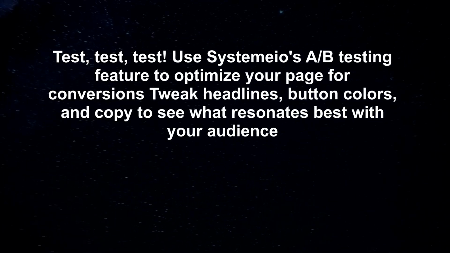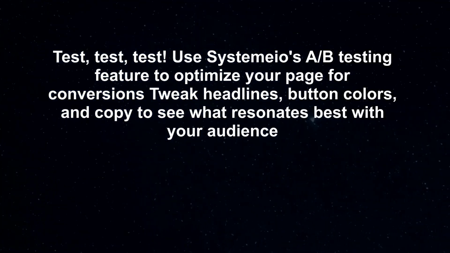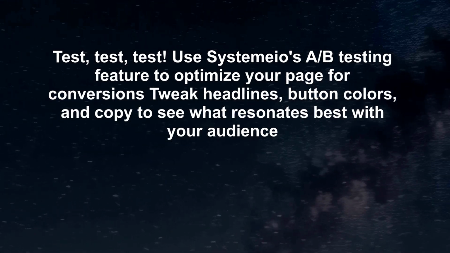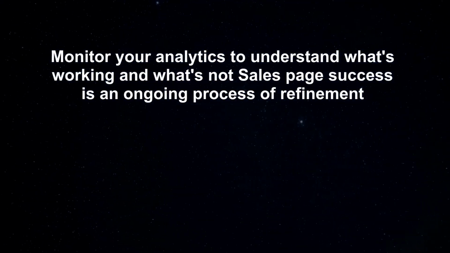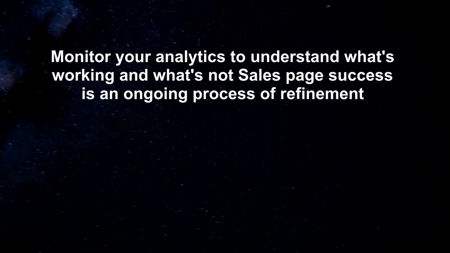Test, test, test. Use System.io's A/B testing feature to optimize your page for conversions. Tweak headlines, button colors, and copy to see what resonates best with your audience. Monitor your analytics to understand what's working and what's not. Sales page success is an ongoing process of refinement.